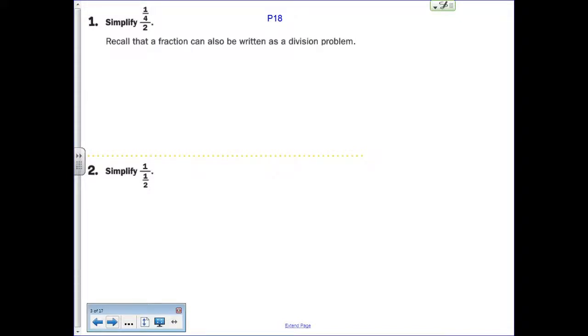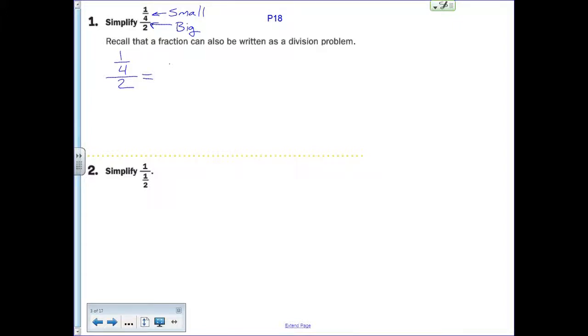It says simplify 1/4 divided by 2. So this is example 1 on page 18. It says recall that a fraction can also be written as a division problem. So that's what we're going to do. First, you will write the original problem. Notice the different sizes of the bars. This bar is smaller, and this bar is bigger. The big bar is where the division symbol is going to be used.